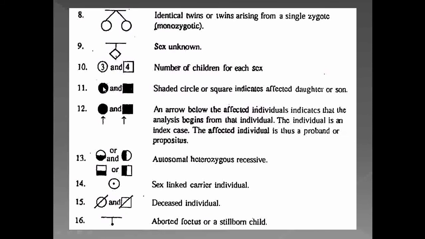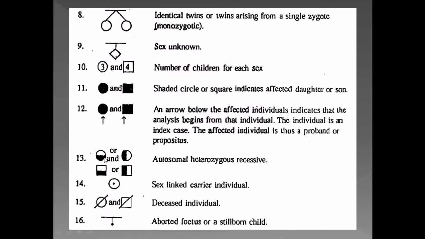If the circle is completely filled, or the square is completely filled, it will indicate the affected daughter or affected son. If there is an arrow below the completely filled circle or completely filled square, it will indicate that the trait is going to be transmitted from that generation.